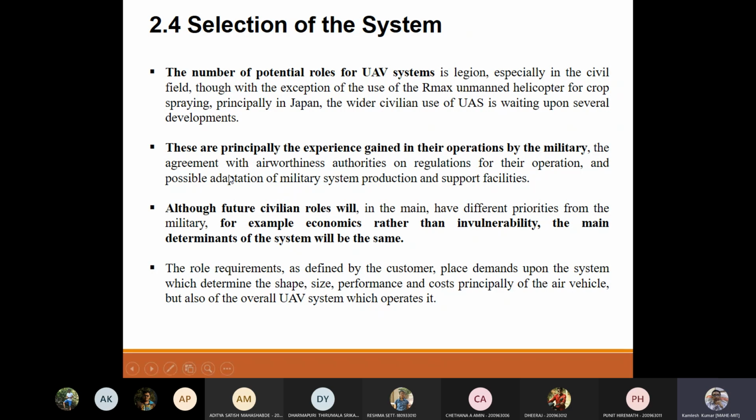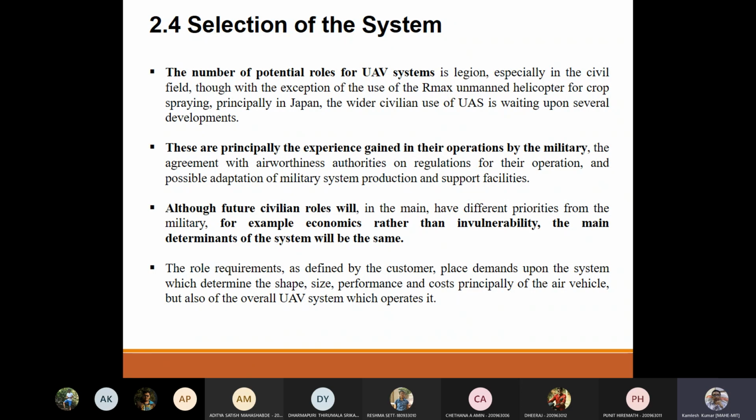So this requirements, application requirement, or what is called role requirement, whether civil customer, civilian, or maybe the military, or hobbyist. That will give you the idea of the shape, size, or the performance level they are looking for, and the cost they are talking about. They will check all of it, because at the end they are looking at the overall AV system cost and operating cost itself.